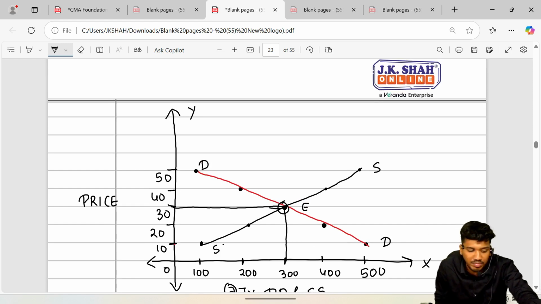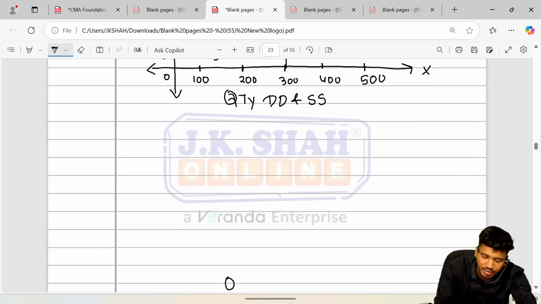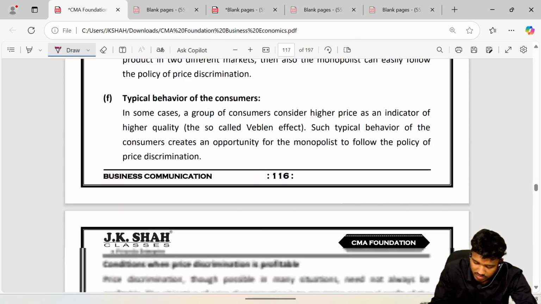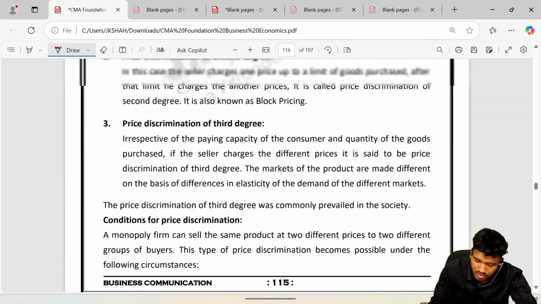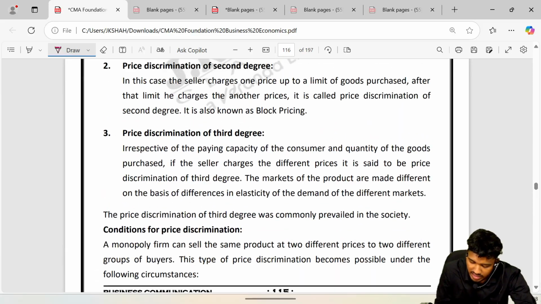That is equilibrium, through demand and supply forces. So that way it would be. So yeah, another topic has been done. Now we're going to study degree of price discrimination.